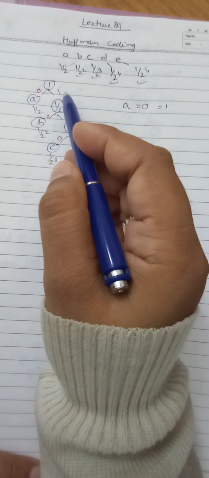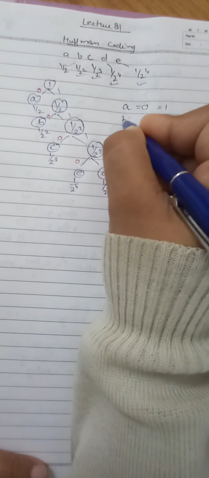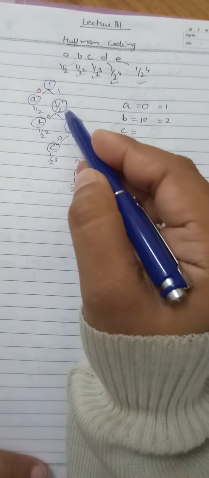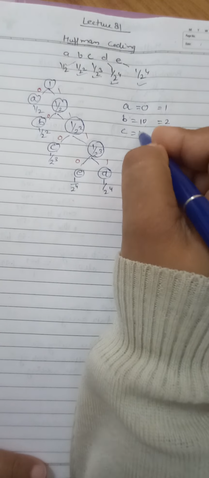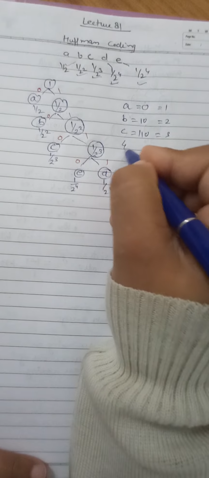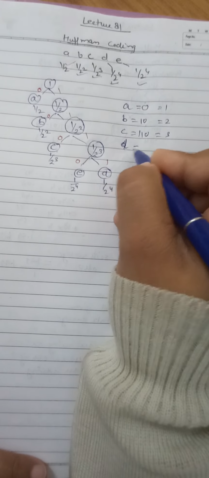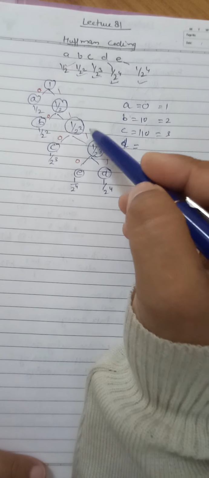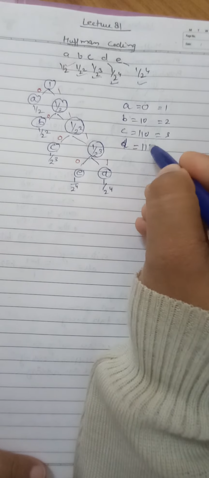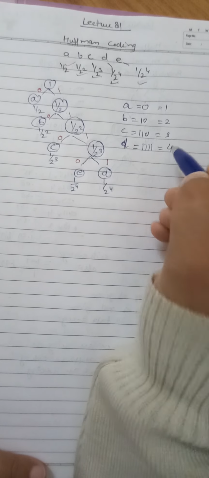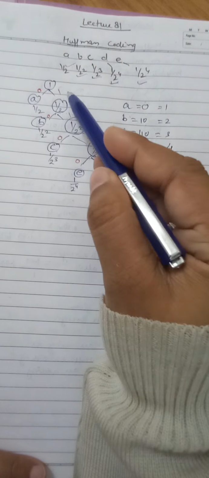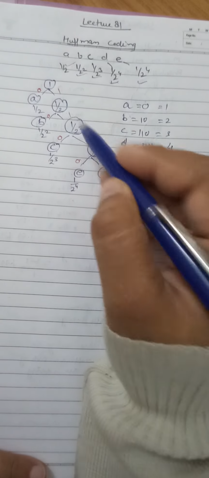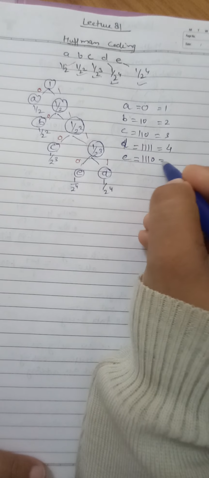For B it is 1 0, number of bits 2. For C it is 1 1 0, number of bits 3. For D it is 1 1 1 1, number of bits 4. For E it is 1 1 1 0, number of bits 4.